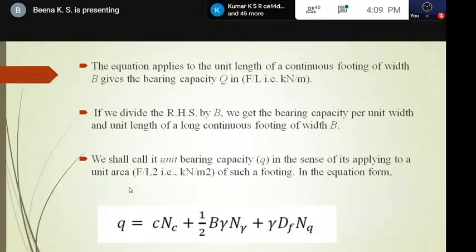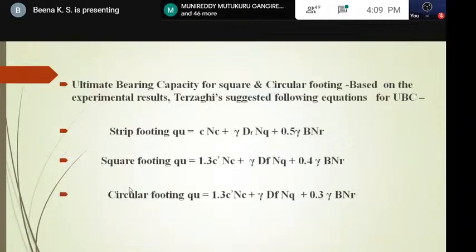that is, using the equation cNc plus half gamma B N gamma plus q Nq. This we said is for the analysis of the strip footing. Then Terzaghi has extended it to square footing and circular footing.